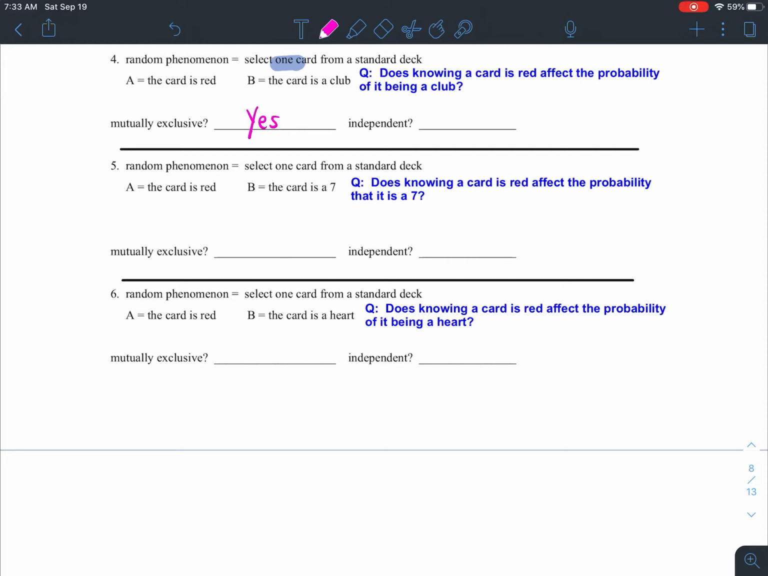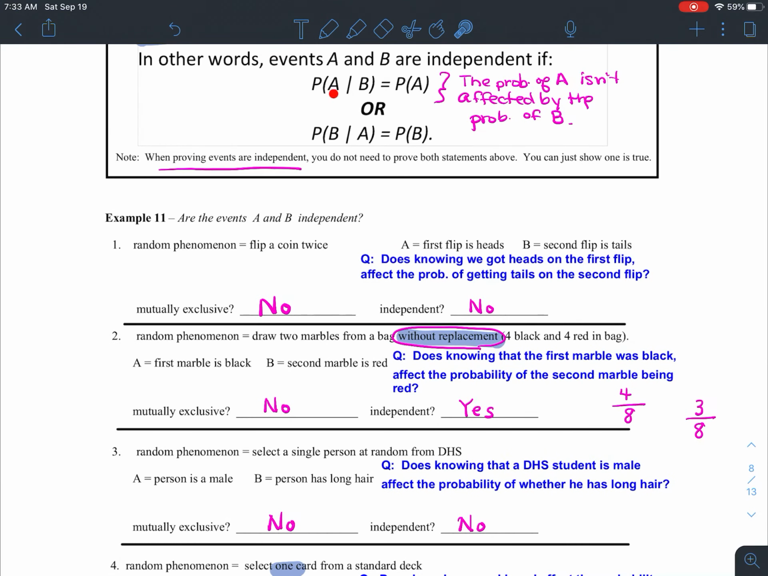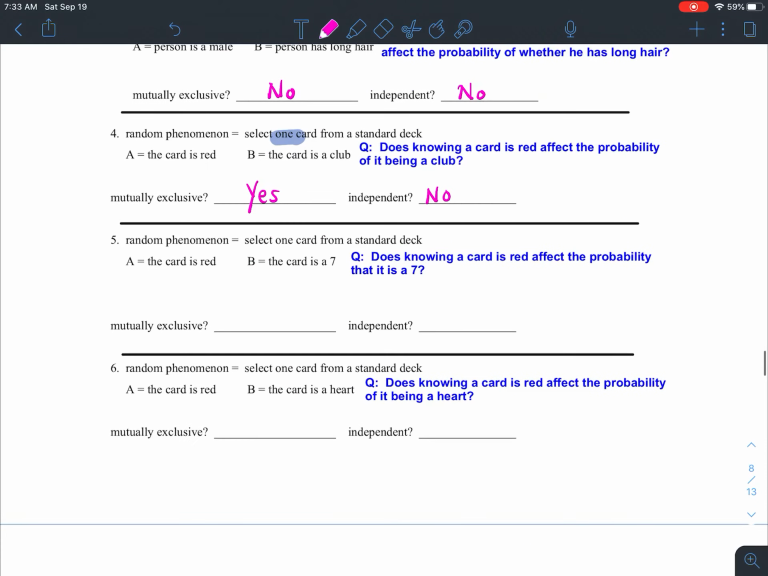Now for independence, does knowing that a card is red affect the probability of it being a club? Well, if I know the card is red, I know there's a 0 chance that it could be a club. So are these two events independent? The answer is no. And here's the test that you want to show, this test up above, where you show, given that one event has occurred, is the probability of the other event occurring the same as just that original event occurring?